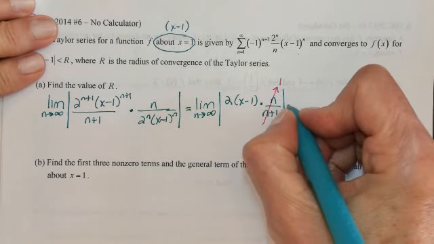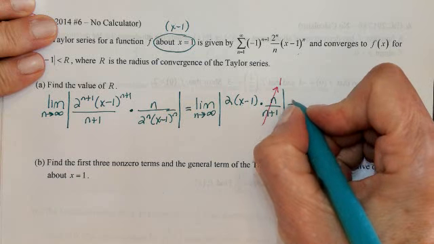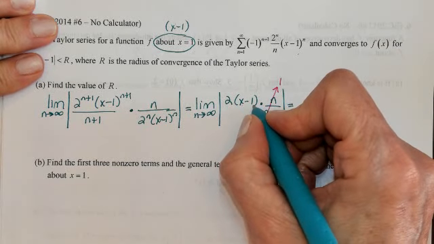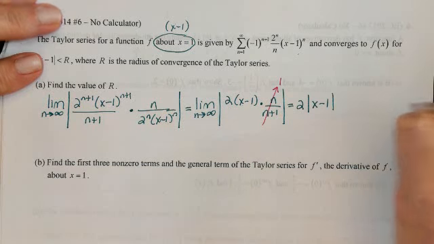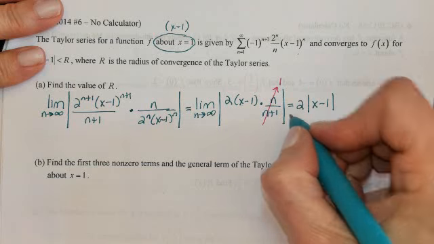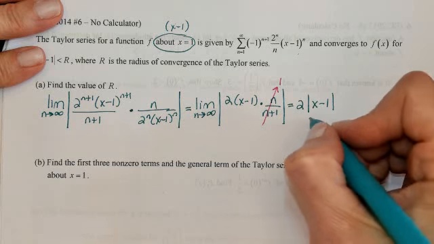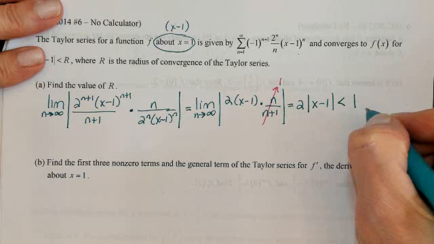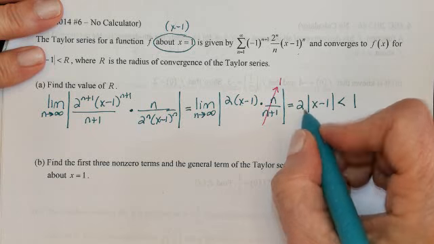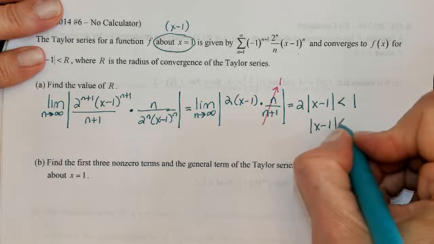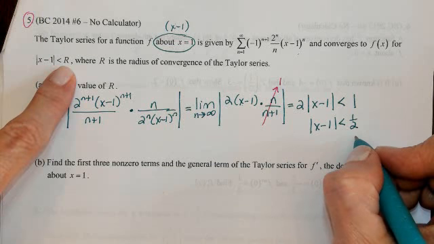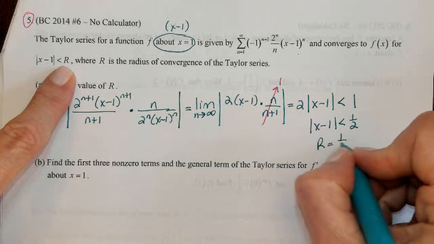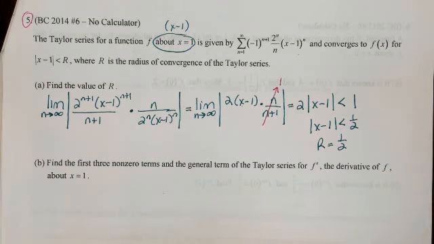Okay? So this limit is the absolute value of 2 times the absolute value of x minus 1. So that will be 2 times the absolute value of x minus 1. For the series to converge by the ratio test, we need this to be less than 1, right? Divide both sides by the 2, and we get that. So we have found r, and r is 1/2. So it has a very small radius of convergence, just a radius of convergence of 1/2.